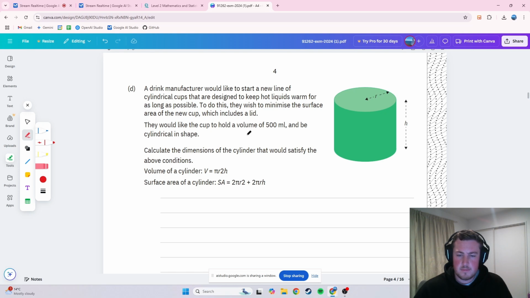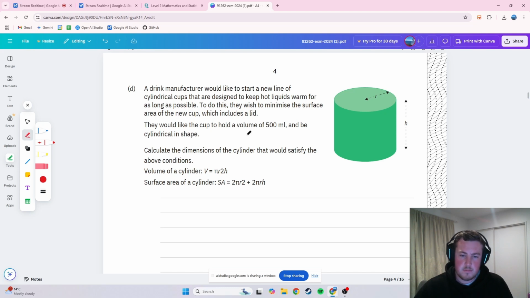First, we'll isolate one of the variables in the volume equation and substitute into the surface area equation to get the surface area equation in terms of a single variable. Which variable would you like to start with? Should we go for the radius? Okay, let's start with the radius.